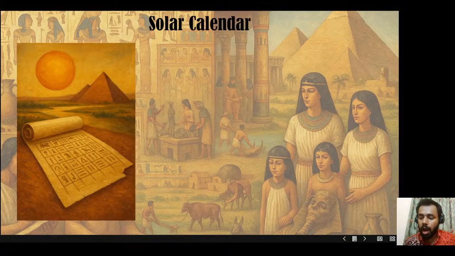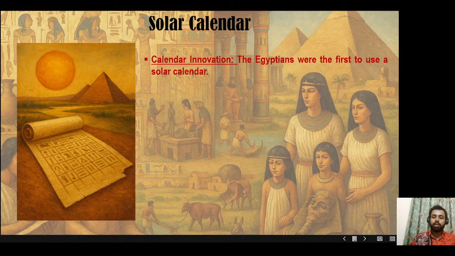Solar calendar. How was the solar calendar of the Egyptians? How did they measure time? The Egyptians were the first to use a solar calendar. Solar calendar means measuring time based on the movements of the sun. If you remember the calendar of the Mesopotamians, they measured time based on the movements of the moon. That is called a lunar calendar. So the Egyptians were the first to use a solar calendar.